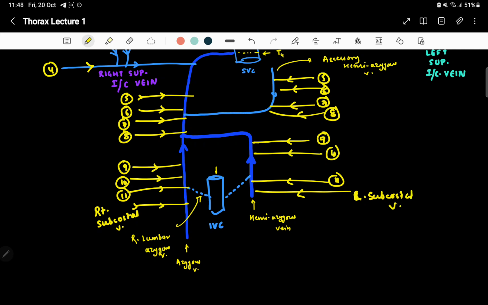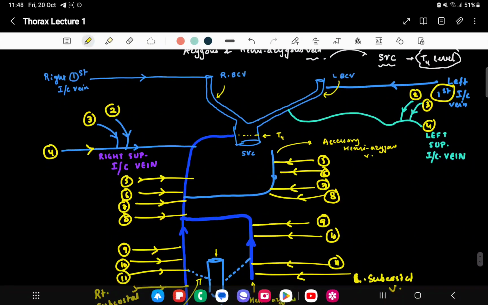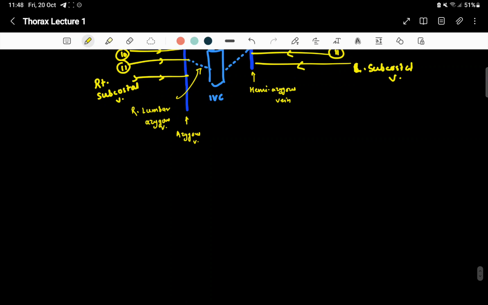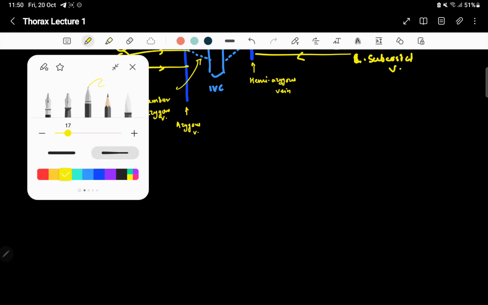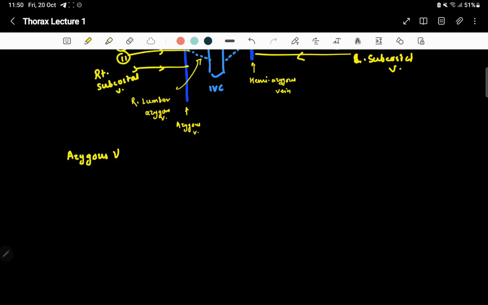So this is the whole venous network of the intercostal veins draining there. Another question is how the azygous vein is made. So the azygous vein consists of what veins? It consists of your right subcostal vein plus your right lumbar ascending vein and your right lumbar azygous vein.